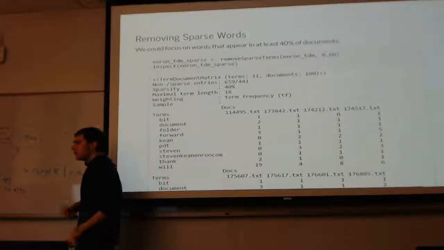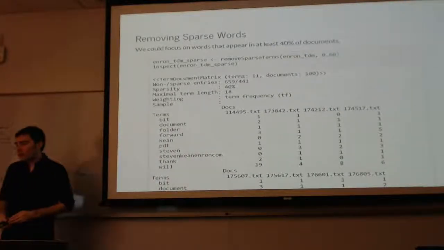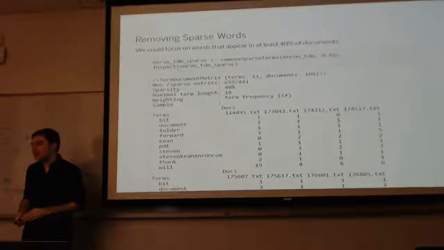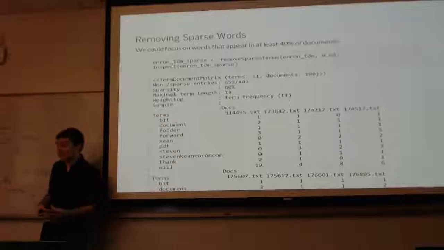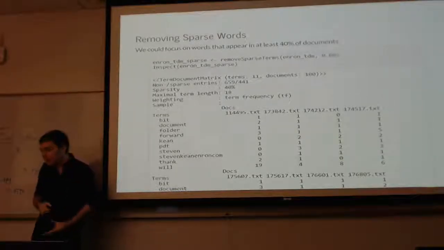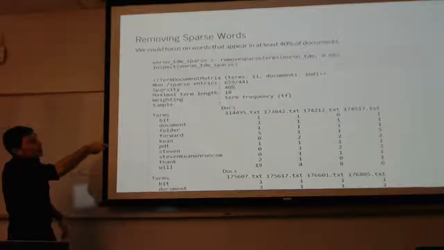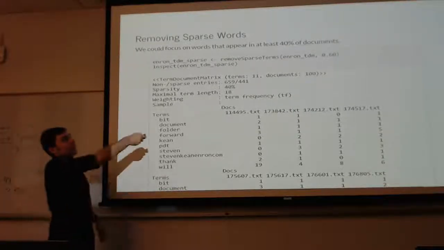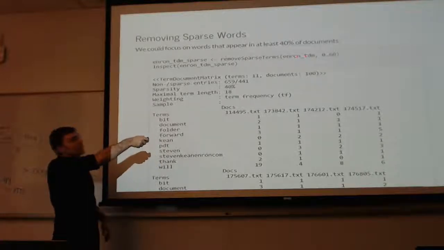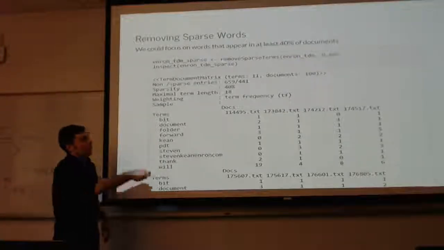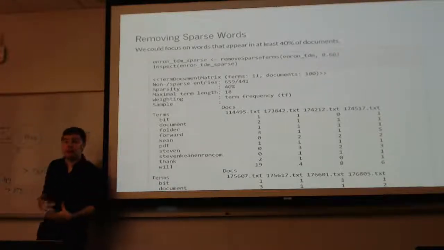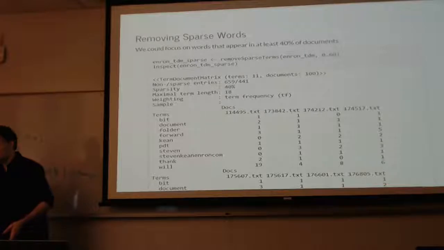Okay. So maybe we want to focus on words that appear in lots of documents. Let's get rid of every word that doesn't appear in at least 40% of the documents, so we're looking for the words commonly used in these Enron emails. There's a function, removeSparseTerms. You give it your term document matrix, and then you give it a threshold. 0.60 says I need it to appear in at least 40% of the documents, or drop that term.